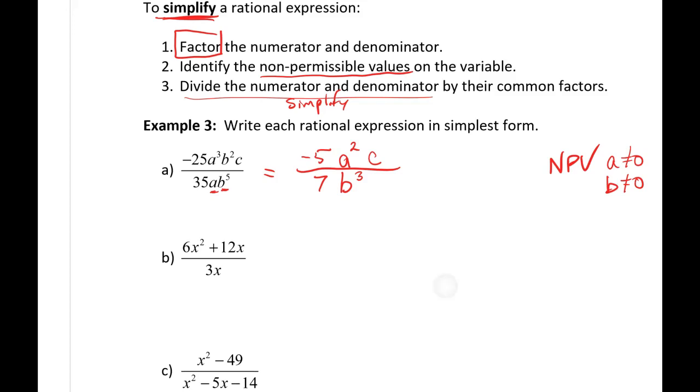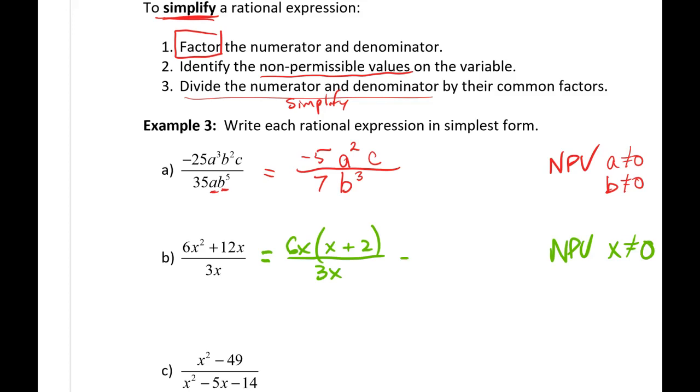Okay, next one. Well, this one's going to have to be factored first. How do we factor this? Well, numerator, I see there's a common factor of 6x. And if I divide out a 6x, I'm left with x plus 2. And the denominator is already factored. Okay, NPVs. What can, in this case, x not be? Well, if x is 0, we get 0 in the denominator, so x can't be 0.